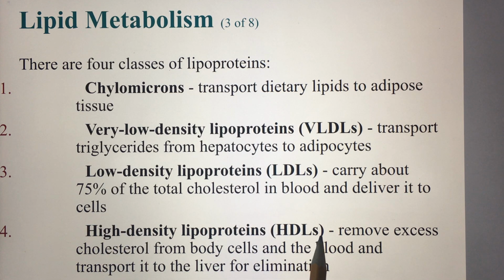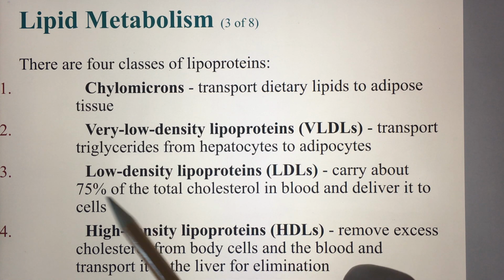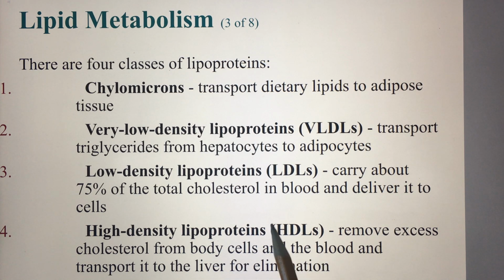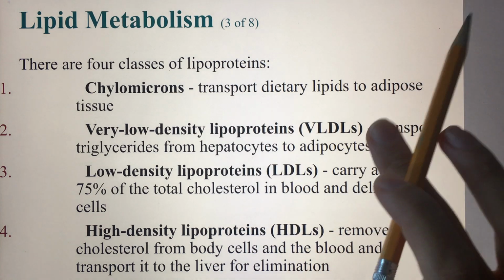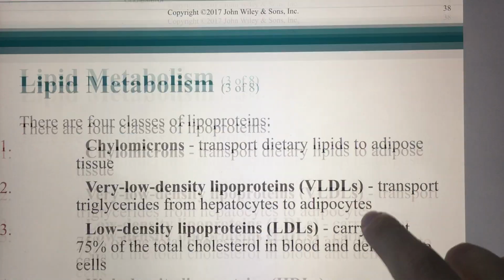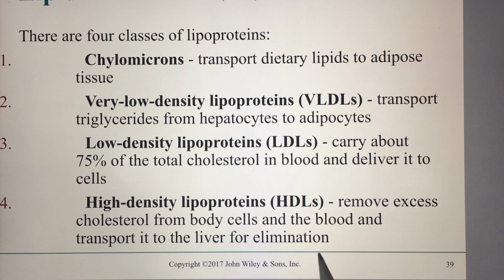And then HDLs, the high density lipoproteins, they remove excess cholesterol from the body cells and the blood and transport it to the liver for elimination. So LDLs carry cholesterol to the cells, and HDLs, if there's too much of that cholesterol delivered to the cells, can remove the extra cholesterol from the body cells and the blood and transport it to the liver for elimination entirely from the body. So these are considered the good cholesterol containing lipoproteins. If you ever hear that HDLs are good cholesterol, that is because HDLs transport extra cholesterol inside of them outside of our body for elimination. So they transport it to the liver for elimination.